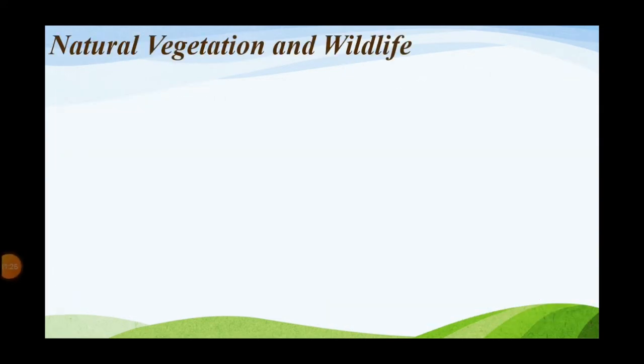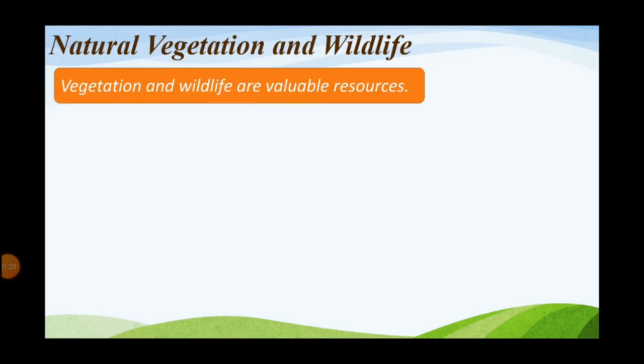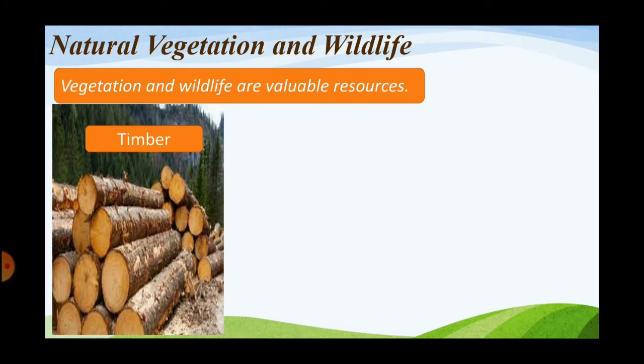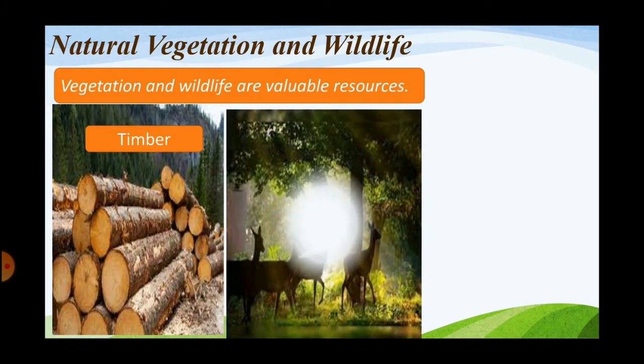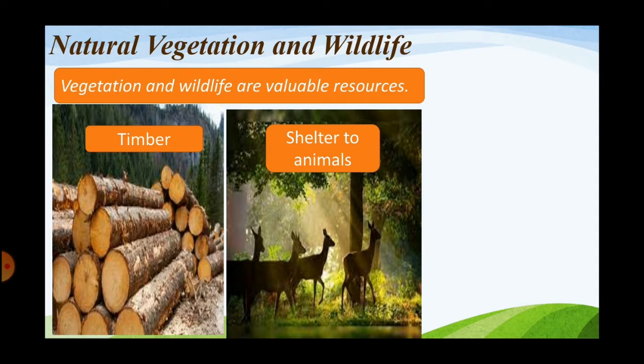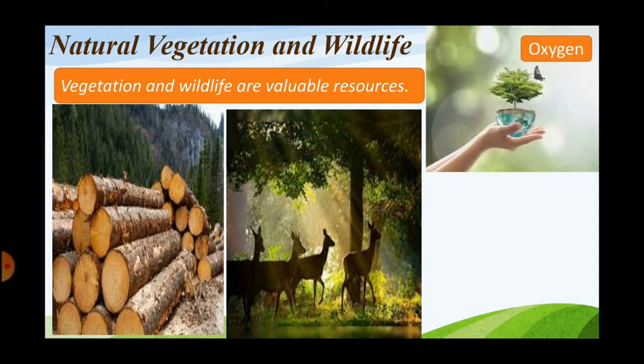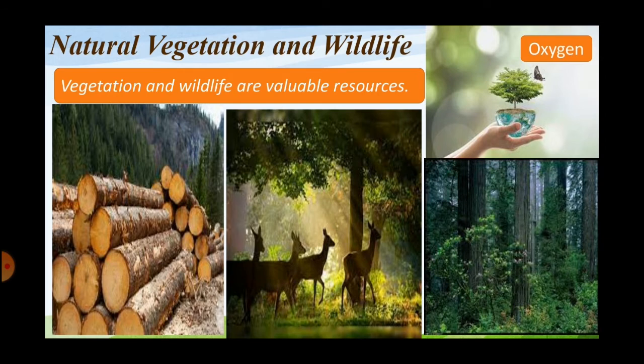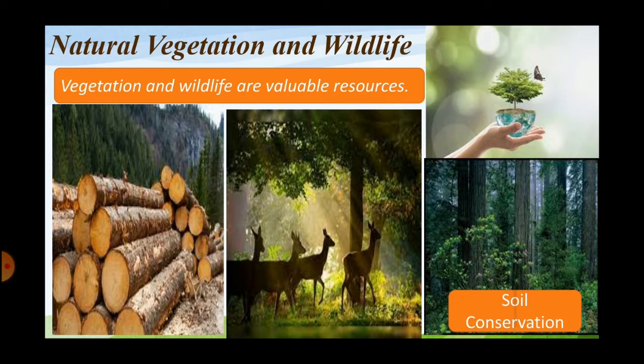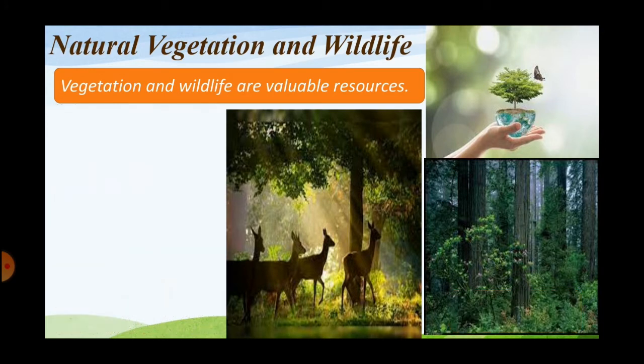When we talk about natural vegetation and wildlife, the vegetation and wildlife are valuable resources. As we know, plants provide us with timber, and they also provide us with shelter. We also get oxygen, the life-saving air for us to breathe and to survive. They also protect the soil, which is very essential to grow crops. They act as shelter belts and help in storage of underground water for us.